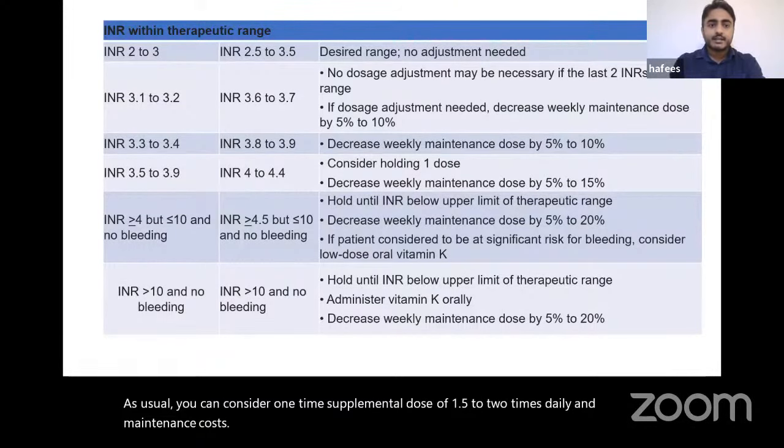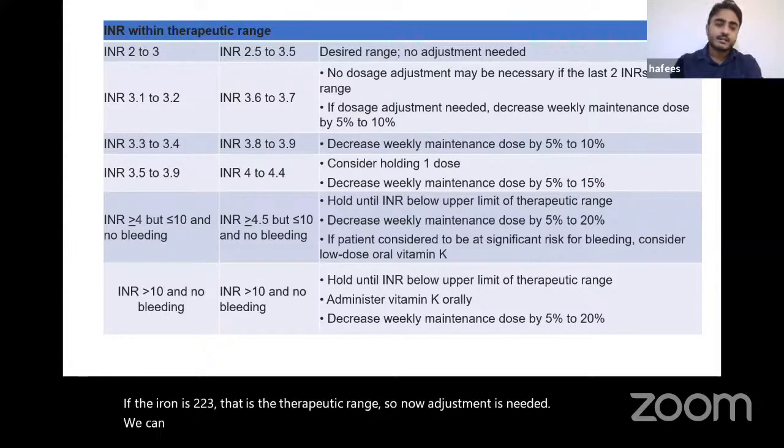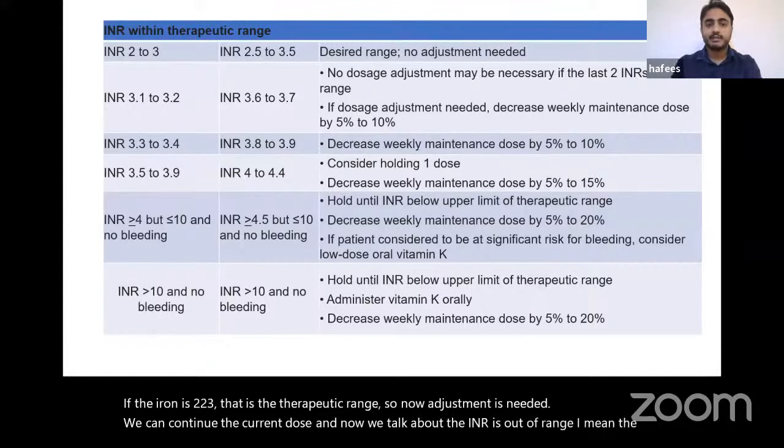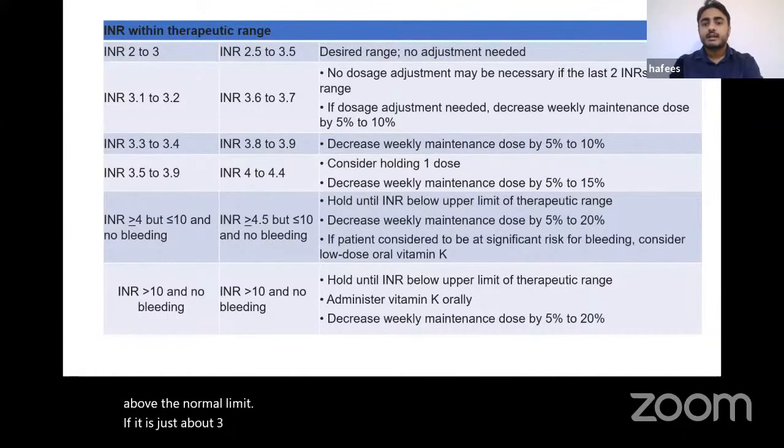If the INR is 2 to 3, that is the therapeutic range. So no adjustment is needed. We can continue the current dose. And now we talk about the INR out of range, I mean above the normal limit. If it is just above 3 to 3.2, no dosage adjustment is necessary.